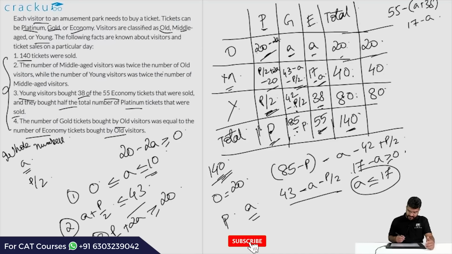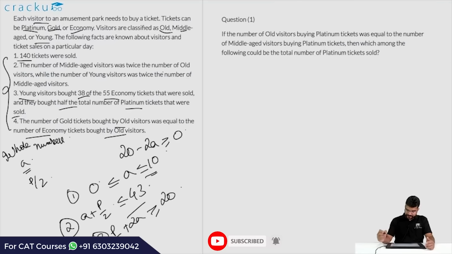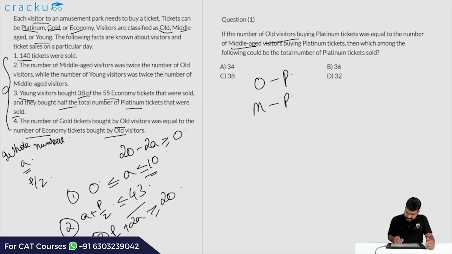Now let us go to the next question to see if we can solve things. If the number of old visitors buying platinum tickets was equal to the number of middle-aged people buying platinum tickets, then which among the following could be the total number of platinum tickets sold? So old people buying platinum tickets and middle-aged people buying platinum tickets are the same.